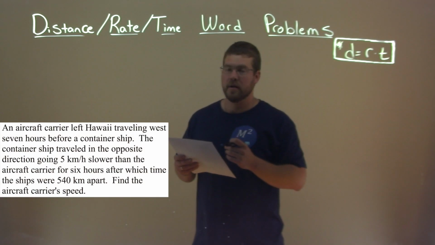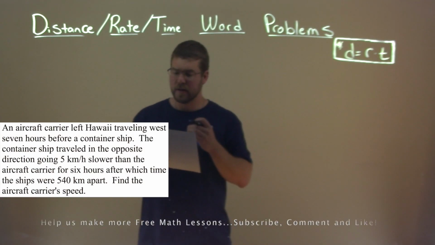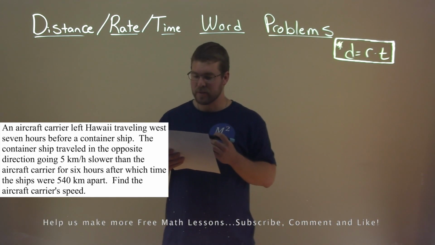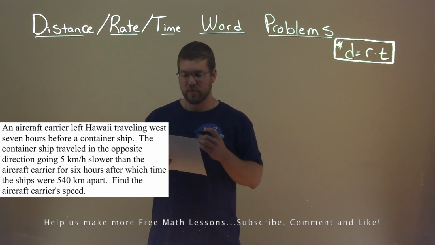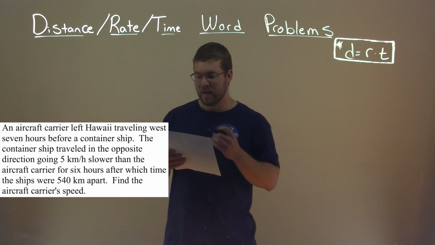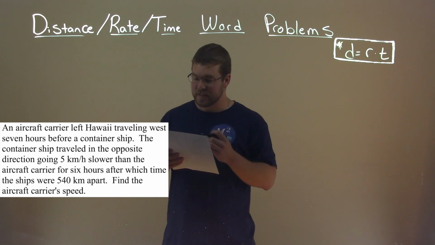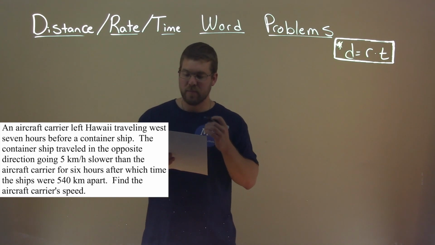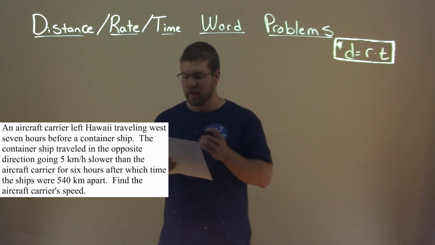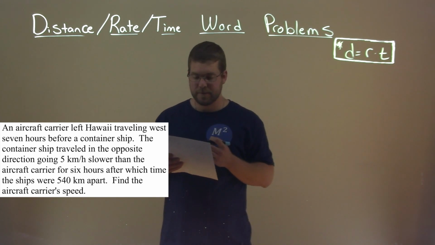I'm given this problem right here. An aircraft carrier left Hawaii traveling west 7 hours before a container ship. The container ship traveled in the opposite direction, going 5 kilometers per hour slower than the aircraft carrier for 6 hours, after which time the ships were 540 kilometers apart. Find the aircraft carrier's speed.